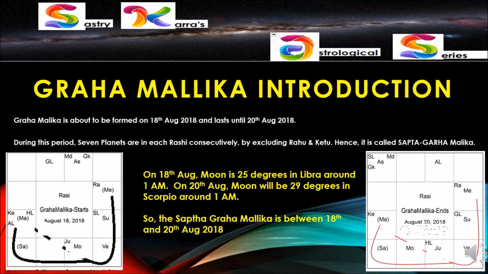So at the time I took it on 18th, the Saptagraha Mallika did not exist. By the time I took it on 20th August, you can see that starting from Cancer all the way to Capricorn, there is at least one planet in every house. There is no empty house between Cancer and Capricorn. So between 18th August and 20th August, this Saptagraha Mallika is going to exist.